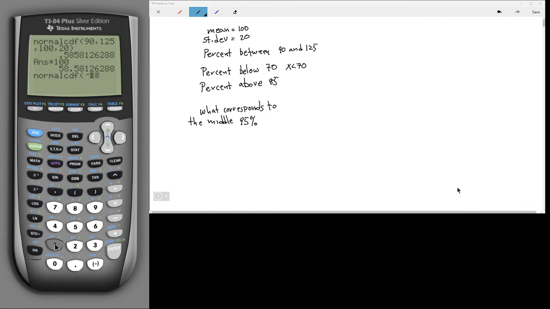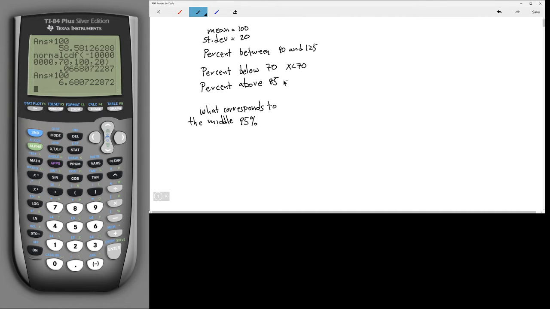Now I can't write negative infinity in here, but I can write a really big negative number. So I'm just going to say -1 and maybe 1, 2, 3, 4, 5, 6, 7, 8 zeros. That's a really big negative number. That will stand in for our negative infinity. Comma. Upper bound would then be 70, comma. The mean is again 100. And the standard deviation is 20. All right, so there's my probability multiplied by 100. And I've got my percent, 6.68%.